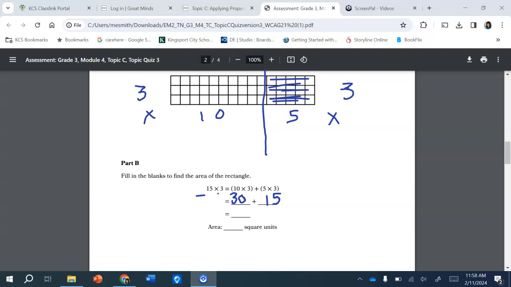Put those 2 parts back together, the areas. So I have 30 plus 15, which is 45. And that is the area of the entire rectangle. 15 times 3 is the same as or equal to a 45 square unit rectangle.